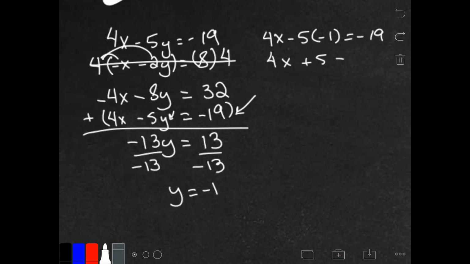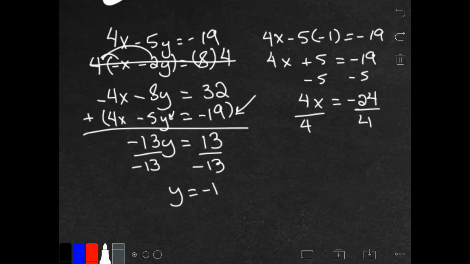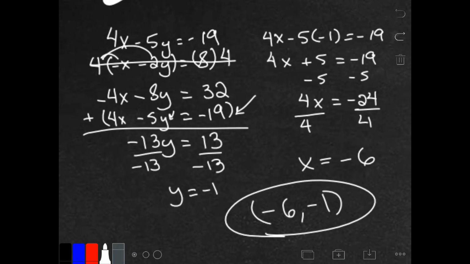Go ahead and simplify. Subtract 5. And divide. Go ahead and write your answer as an ordered pair. Always remember x before y. And if you want to do a check, you can substitute x and y back into both of the equations and see if you get a true statement. Remember, it has to work for both. So that's the first one.